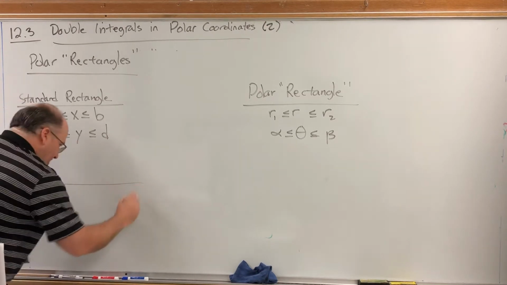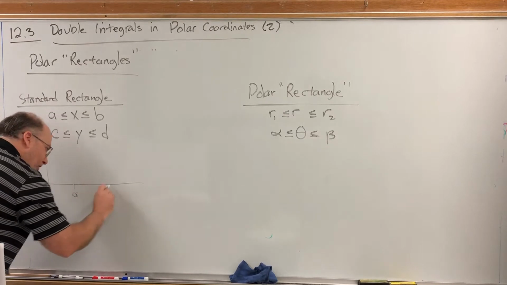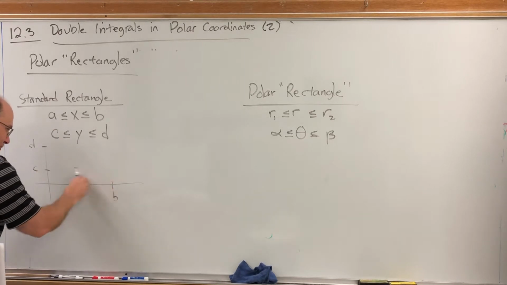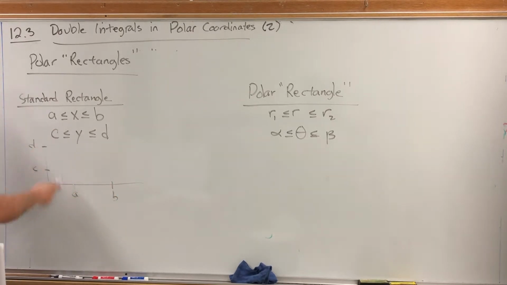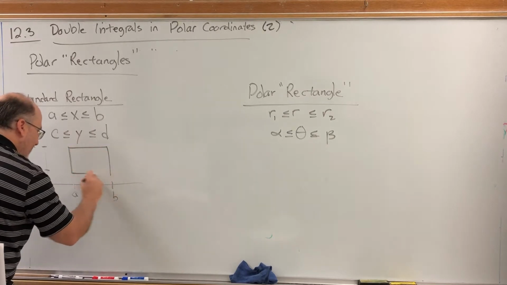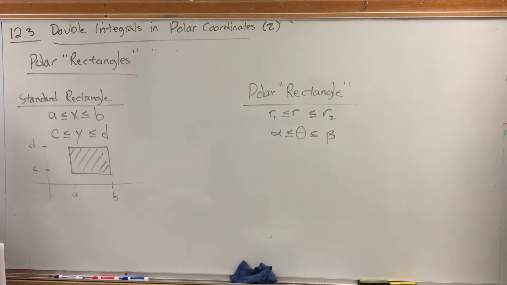So if I were to set up a rectangular coordinate plane, and just mark A and B on the x-axis, C and D on the y-axis, then my x's have to stay between here, my y's have to stay between here, which means the region defined by these inequalities would be this rectangle. Nothing really revolutionary there. You should have seen rectangles by now.